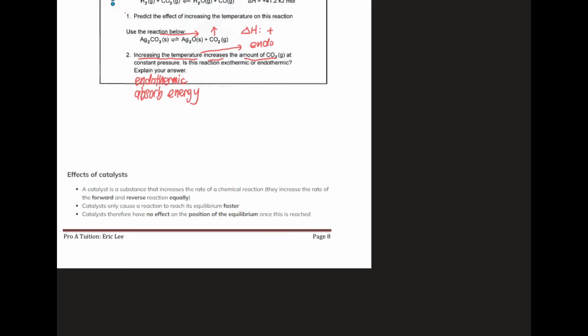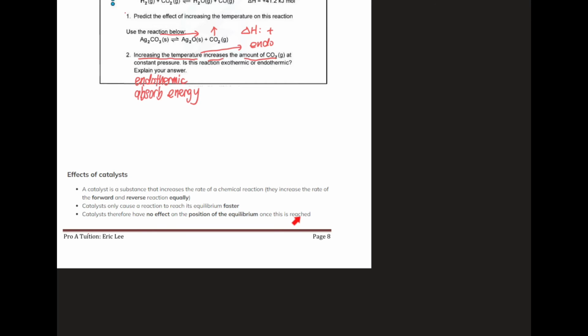Okay, so catalysts only cause a reaction to reach its equilibrium faster. Catalysts therefore have no effect on the position of the equilibrium once this is reached.